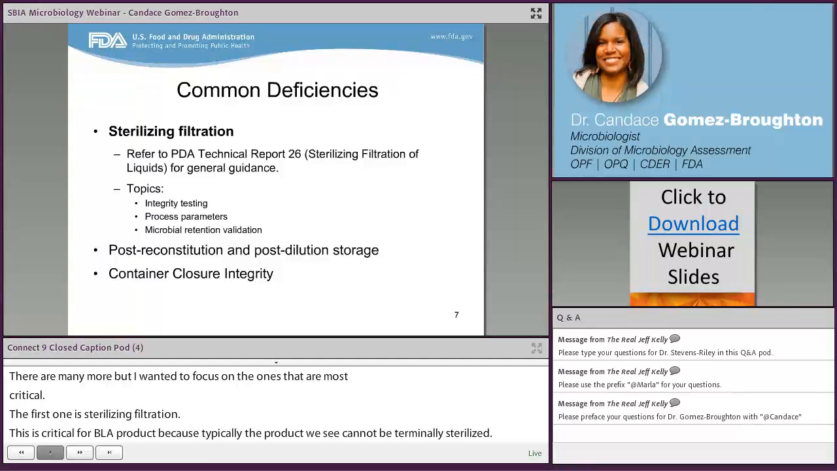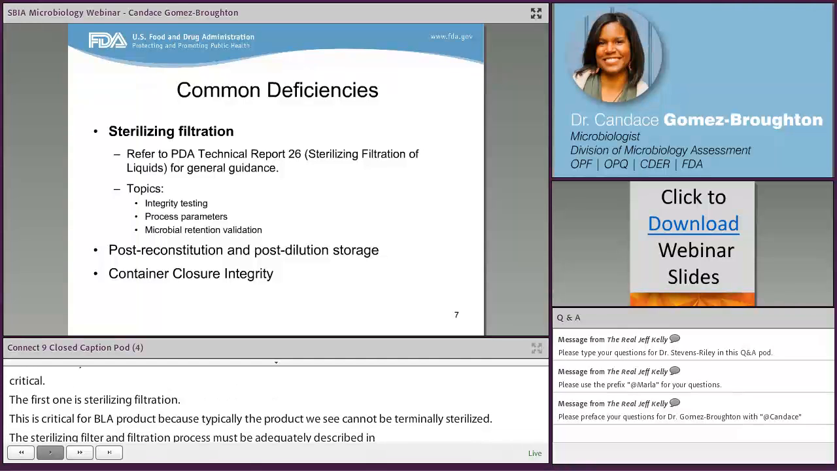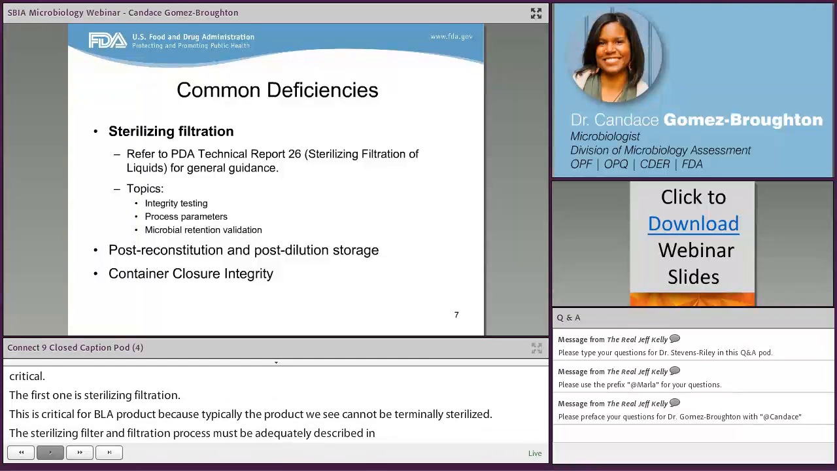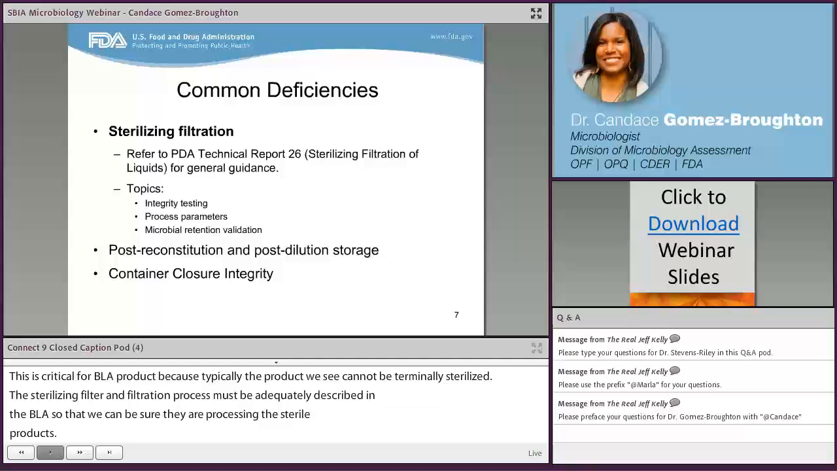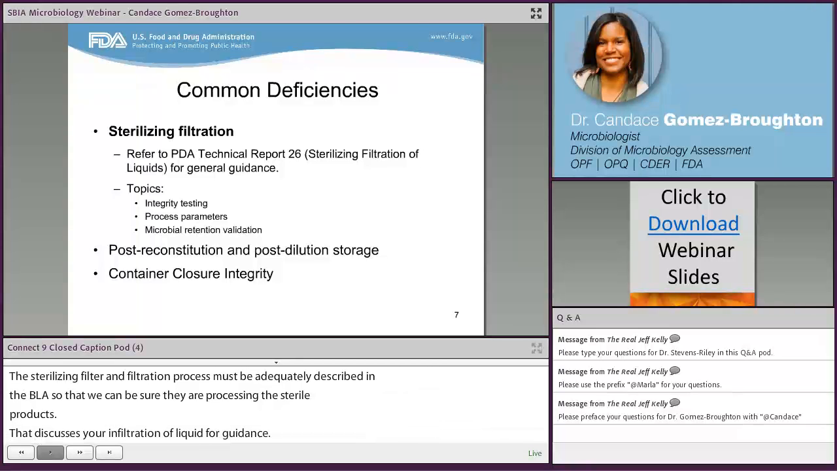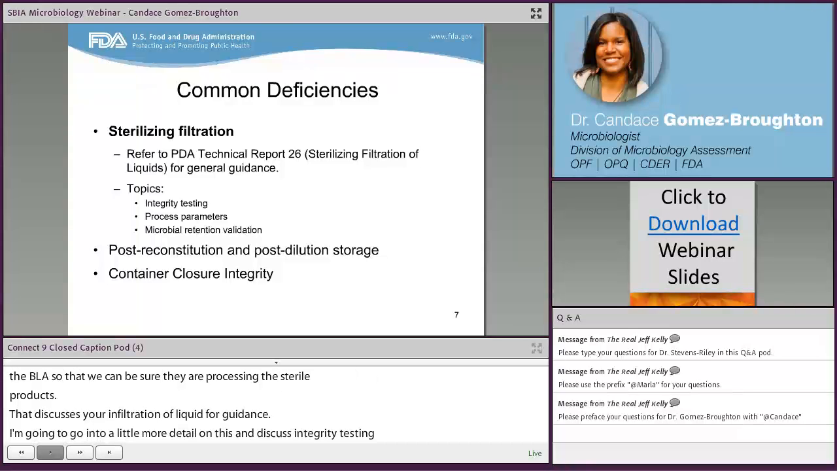We refer to the PDA Technical Report 26, which discusses sterilizing filtration of liquids, for general guidance. I'm going to go into a little more detail on this and discuss integrity testing, which is the area that we see a lot of deficiencies, as well as a description of the process parameters in the microbial retention validation studies. I will also go through a case study as an example.